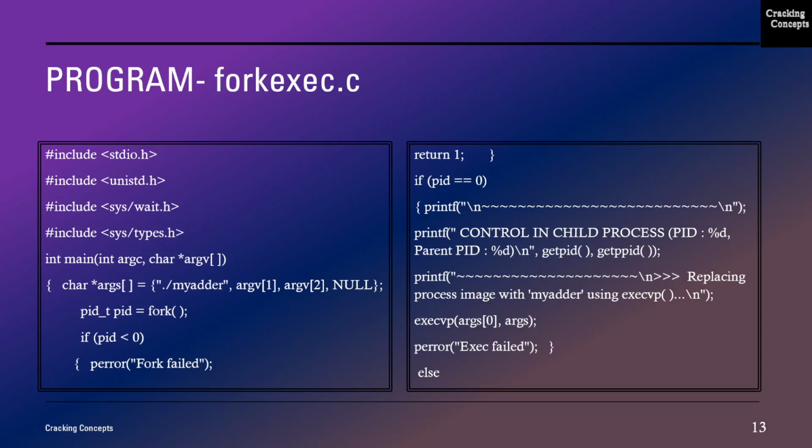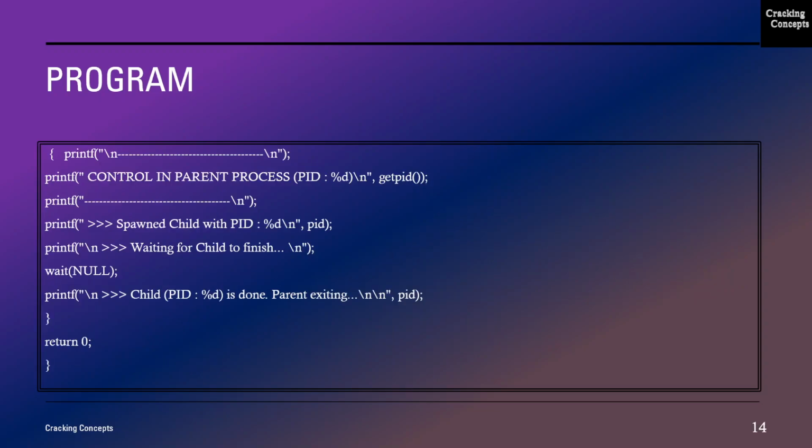Now there will be a return value for execvp if there is an error. To detect that, we use perror. Else the control is in the parent process, we print its PID, then we print its child ID. Now we also issue a wait function in the parent.